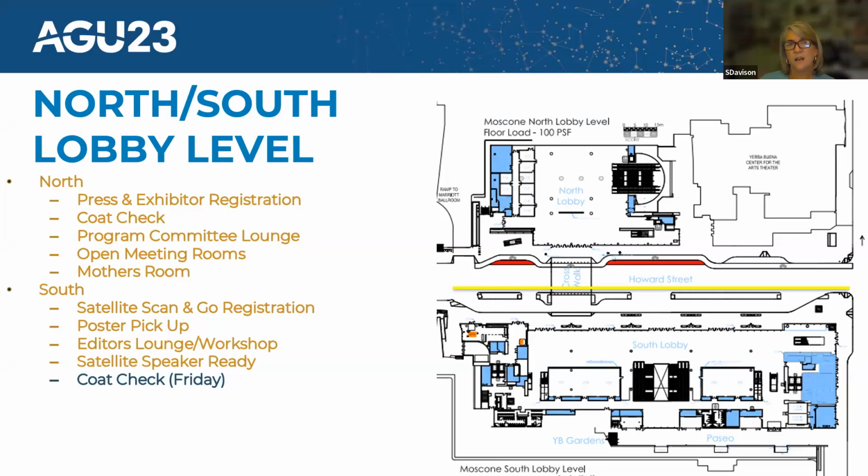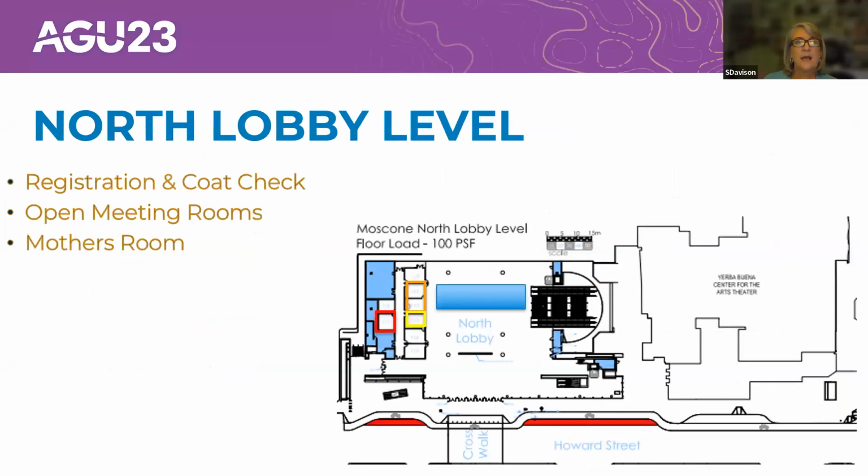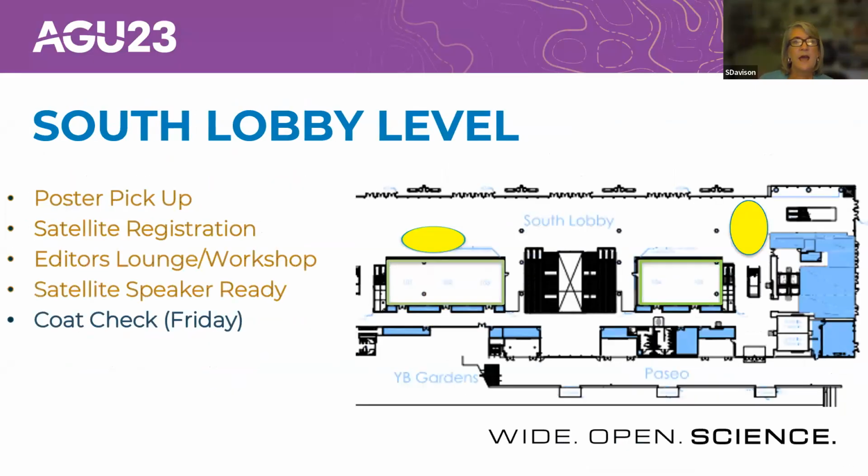And then again, we will have code check as well. Next slide. And then this is just a visual of the meeting rooms. You'll see in yellow and red, those are the meeting rooms for attendees, and then the mother's room. Next slide. And then in South, we will have the poster pickup area. Again, this is just a different view. You'll see the yellow is the poster pickup area and the satellite registration.